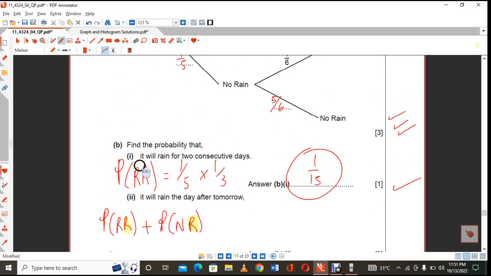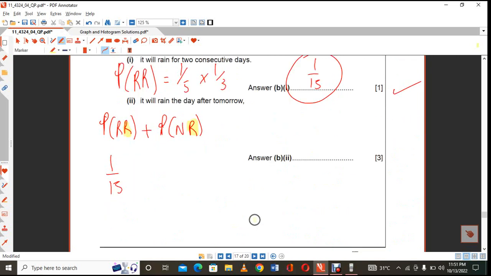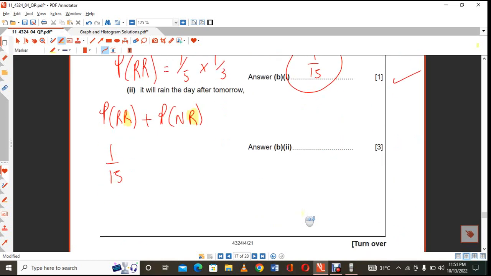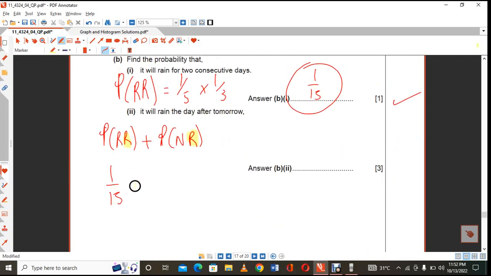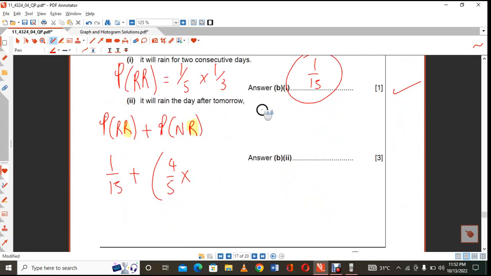So tomorrow is here, the day after tomorrow. So I'm looking for when it rains. So it comes no rain and rain. Rain, no rain, rain. So 4 over 5, 1 over 6. You multiply as you go along the branches, and then you add them. Okay, so no rain was 4 over 5. Let's just get our pen back. So plus, it's 4 over 5, and rain, go back, rain is 1 over 6. Okay, can you see that there? 1 over 6, all right?